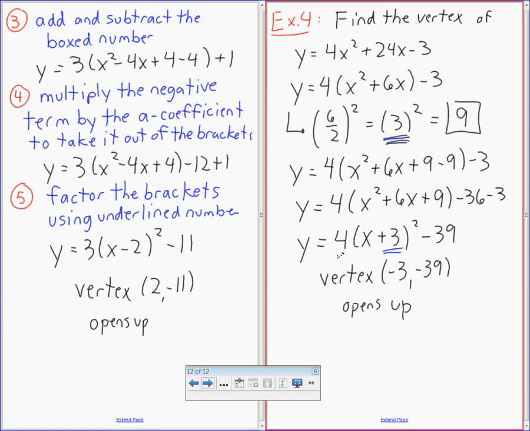How do you know if the vertex points are negative? Okay, so it's always the opposite of this number. So that 3 changes to negative 3. Same like this one here, negative 2 changes to 2. The second one stays the same. And the first number tells you if it's upwards or downwards. So if the first number is positive, you're opening upwards. If the first number is negative, you're opening downwards.